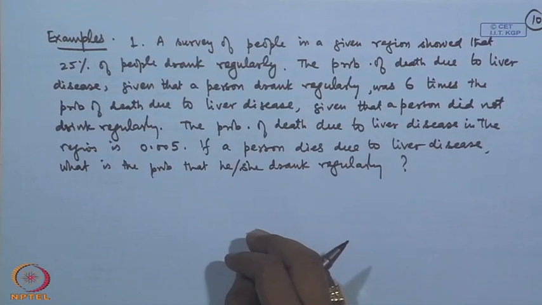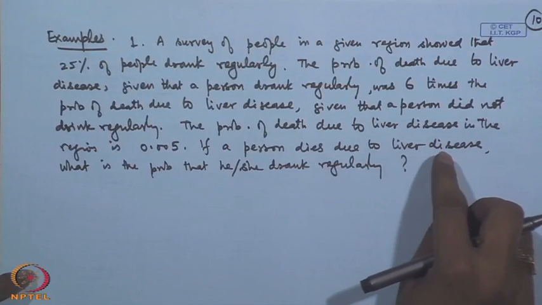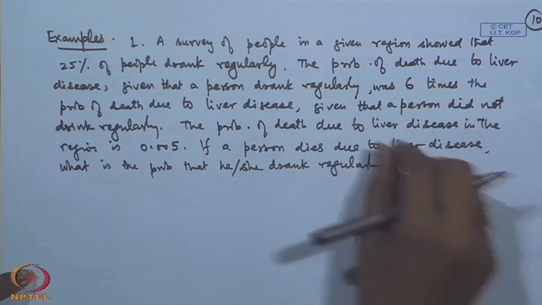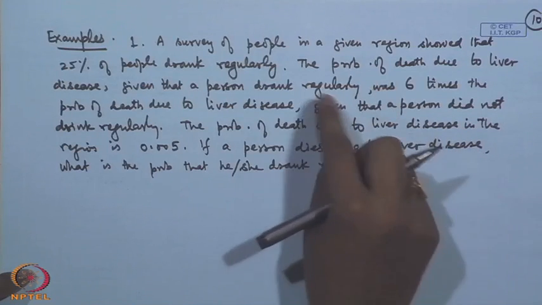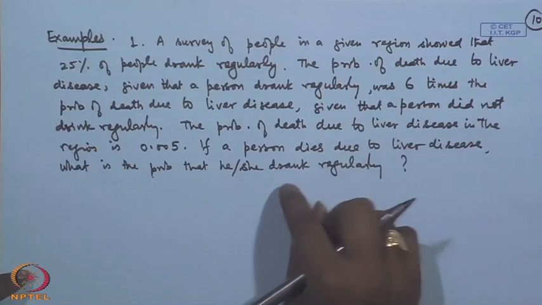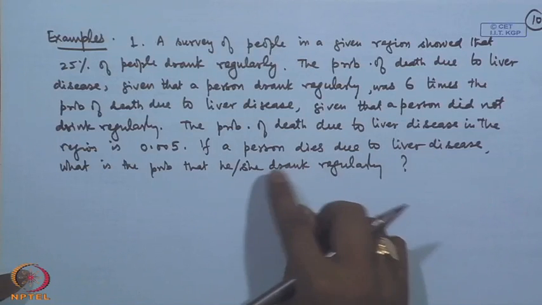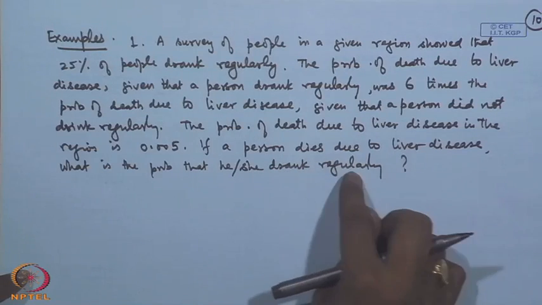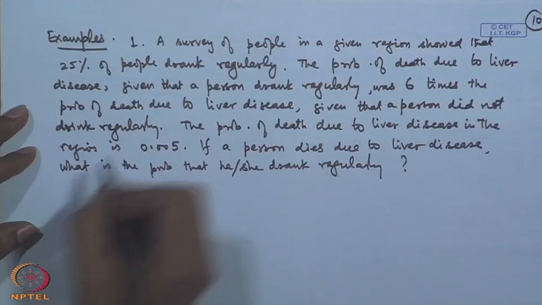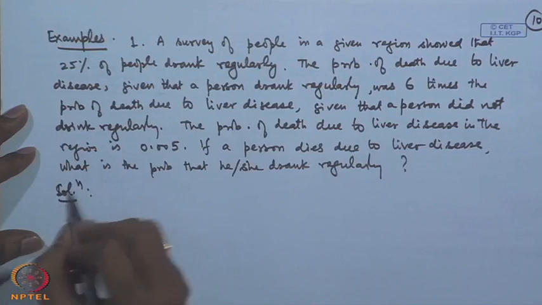So, now you can see that the death may be caused by a liver disease, and for the liver disease the cause may be drinking regularly or not. Now, we know that the person dies due to liver disease. So, we are looking at the posterior probability of whether he was a regular drinker or not. So, we will apply this Bayes theorem here. Let us define the events here.